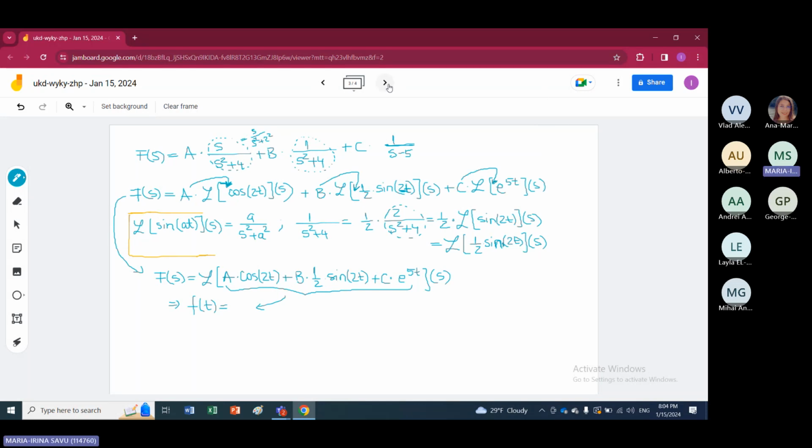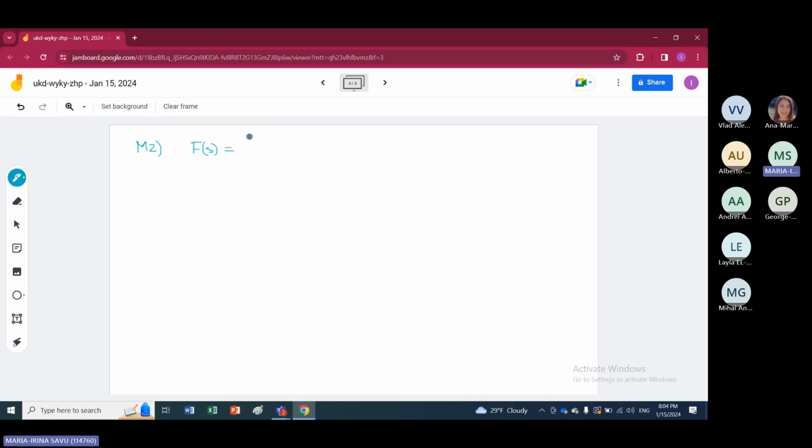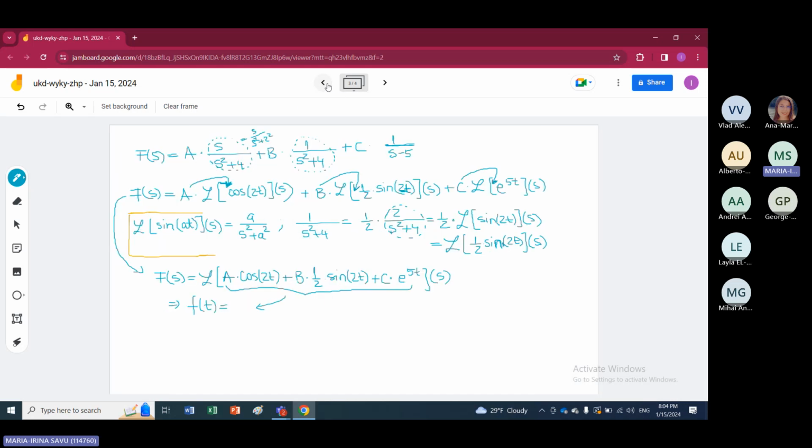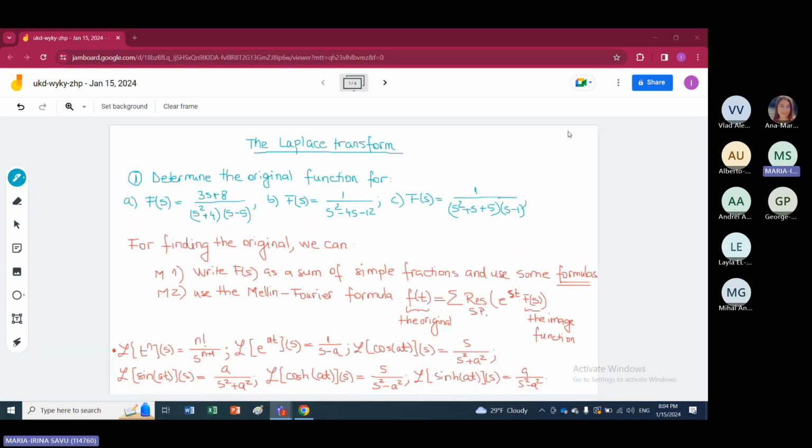Okay, thank you. For f of s, you're welcome, is (3s plus 8) over (s squared plus 4) times (s minus 5). Well, if we want to apply this method, you must write first this function e at st times f of s, and then you have to find the singular points of this function and so on. The variable of this function is the variable of f, so it's s. T is just a constant in this case.